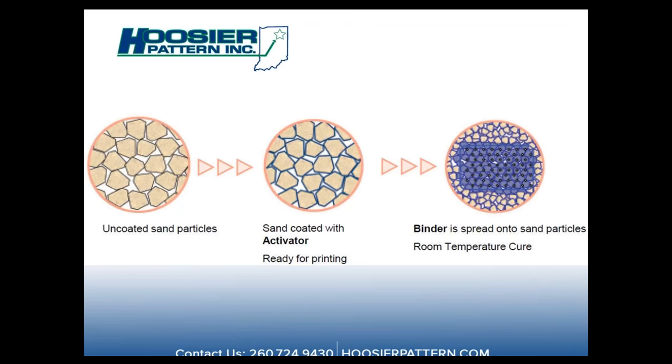Okay, on a smaller scale, this is how this is working. You have uncoated sand particles. You're going to put an activator onto them. It's ready for printing. And then the binder is applied, and it adheres the group of sand particles together on that layer and to the layer below.